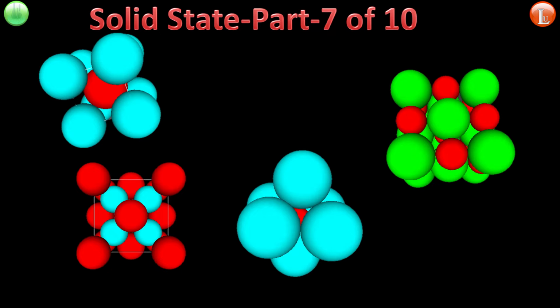Today we are dealing with part 7 of the 10-part series of solid state, and today it's the turn of voids. In the last video of part 6 we talked about the hexagonal primitive unit cell, its packing fraction, and its coordination number, and right now we're going to talk about voids.